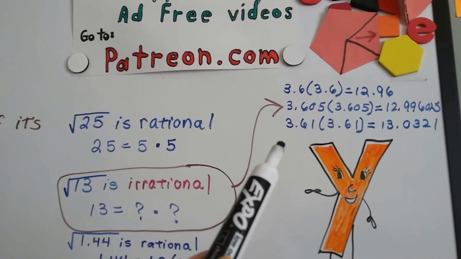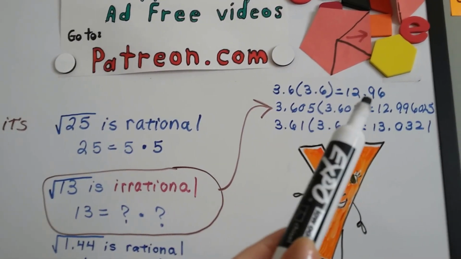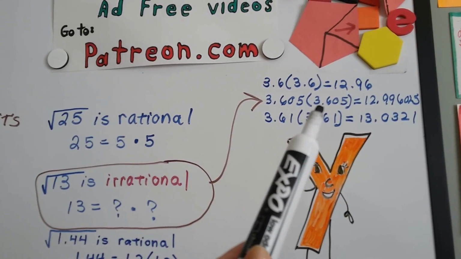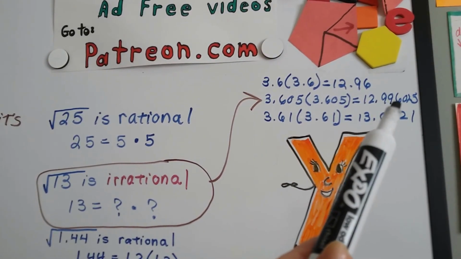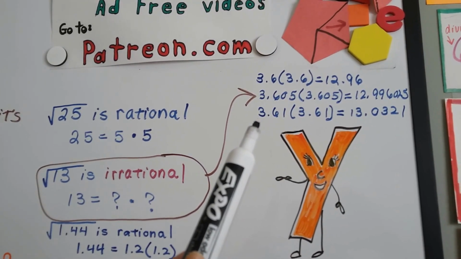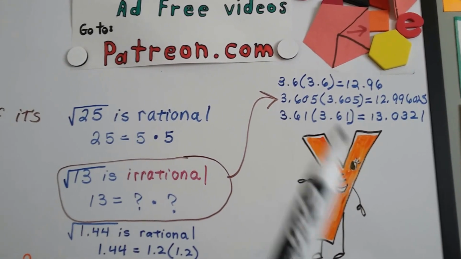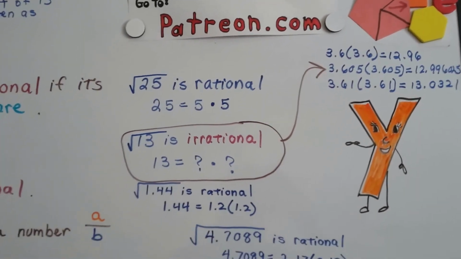And I tried. I did 3.6 times 3.6, and I got close to 13. I tried 3.605 times 3.605. I still got close to 13. And I tried 3.61, and I went over 13, so I have to keep playing around with that to try to find it. But it's irrational.